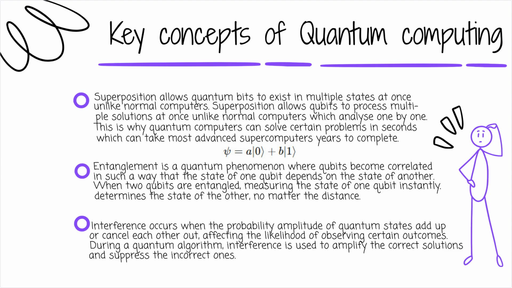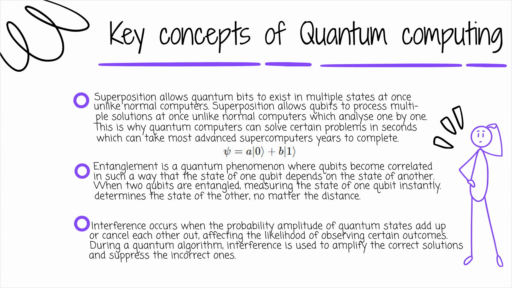The state of the qubit is represented as the equation shown. Here, A and B are complex numbers representing the probability amplitudes of the qubit being in state 0 or 1. The probabilities are given by A squared and B squared, and they must add up to 1. They can't just be 2 or 3 or 4. They must add up to 1.